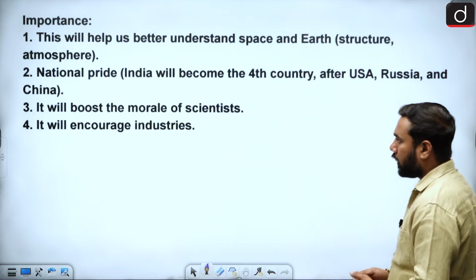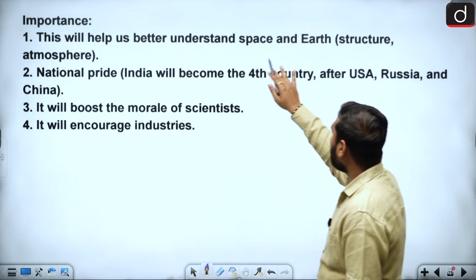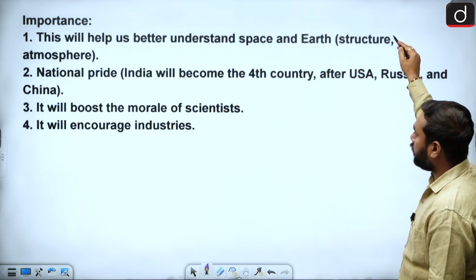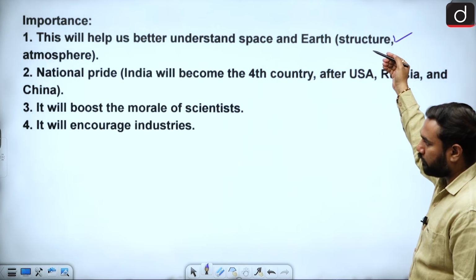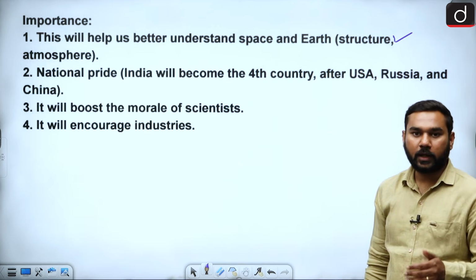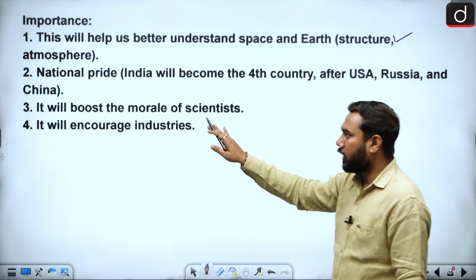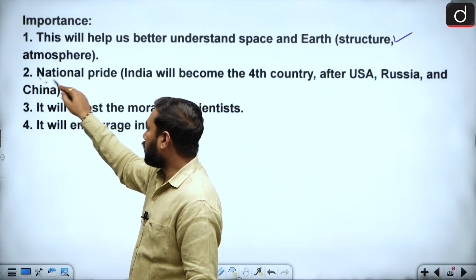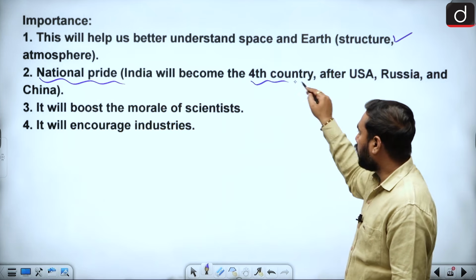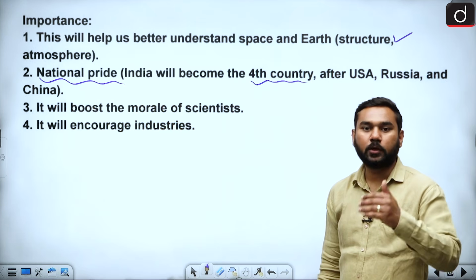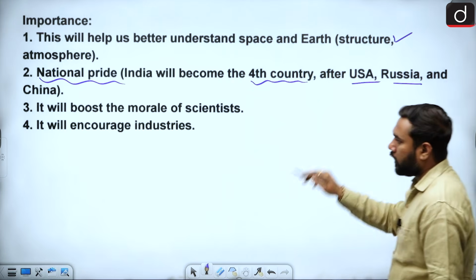And what is its importance? So this will help us better understand space and Earth, because we want to study the atmosphere around it and also the structure of Earth. We also need to maintain the capability for human flights. This is also related to national pride, because India becomes the 4th country to gain this capability of sending humans into space, after countries like USA, Russia and China.